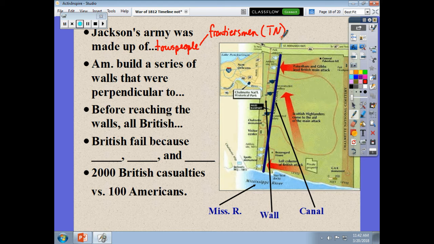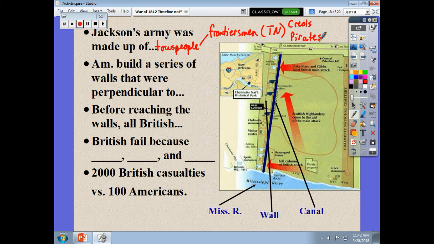They're big supporters of Jackson. We also have Creoles that come out. They are local people that live around New Orleans, and we have pirates. Pirates that have actually sided with Jackson because, of course, they don't want to side with the British. The British would just simply hang them. And so they figure they got a better chance with Jackson.